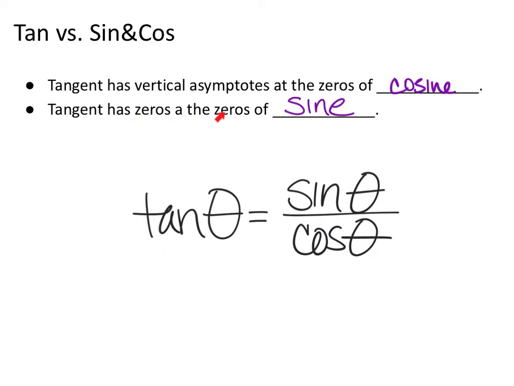Tangent also has zeros at the zeros of sine, because when the numerator is 0, then the whole fraction is 0. So those are some interesting facts, maybe to help you identify the tangent function.